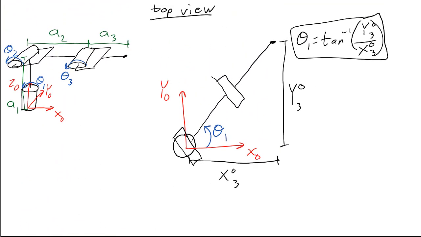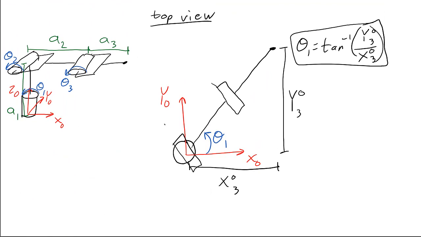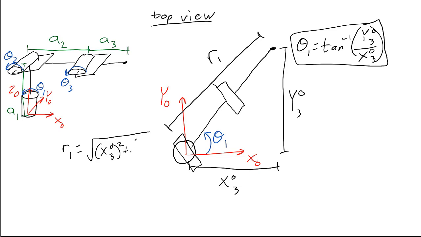To get R1, we have to look back up at the top view. This distance here is R1. R1 is the projection of the entire arm on the xy plane. So I can find it from the top view by using the Pythagorean theorem. I'll square root the squares of the x and y positions of the end effector.